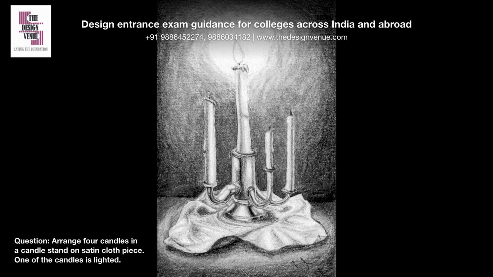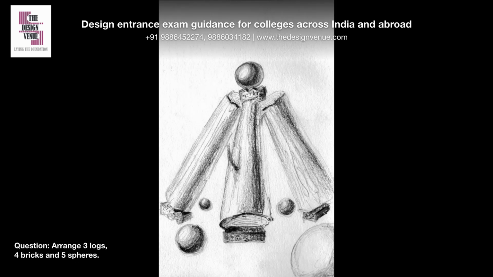Hence, you can darken the edges around the composition to make it feel like only the candle is the source of light here. The next question says to arrange 3 logs, 4 bricks and 5 spheres. So you can see the use of textures on the bricks and wooden logs. Also, the spheres are again of different sizes and arranged in such a manner that it creates depth. So you have a sphere right at the foreground which is close to the viewer, and you have a few which are at the back which act like the background.